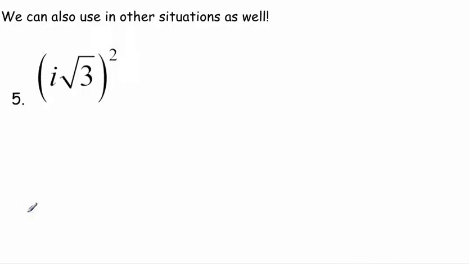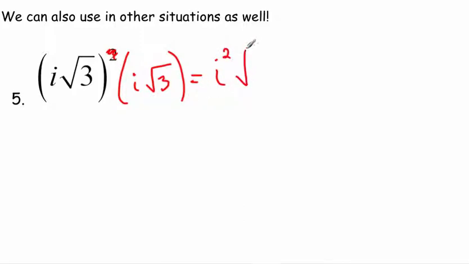We can also use it in other situations. Let's say we were squaring this right here. Don't forget that when you're squaring something, it means to multiply it twice. So what I like to do is scratch this out and write it a second time. So I'm going to do i times i, and that gets me i squared. And then I'm going to do square root of 3 times square root of 3, and that gets me square root of 9.